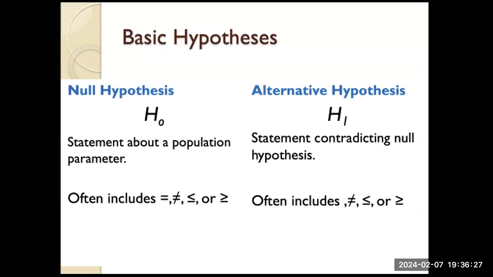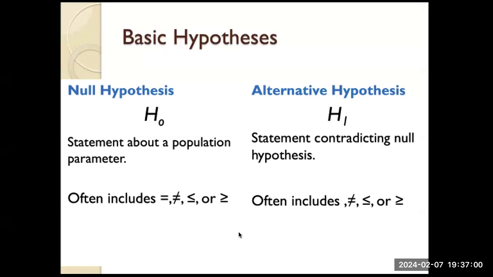So the null hypothesis is a statement about the population parameter. We say population parameter and sample statistic. The terms we use for those numbers are different, whether you're talking about the population or the sample. When we're talking about a sample, it's a statistic. When you're talking about the population, it's called a parameter. A lot of times the null hypothesis is going to include things like equals, not equal to, greater than or equal to, or less than or equal to.